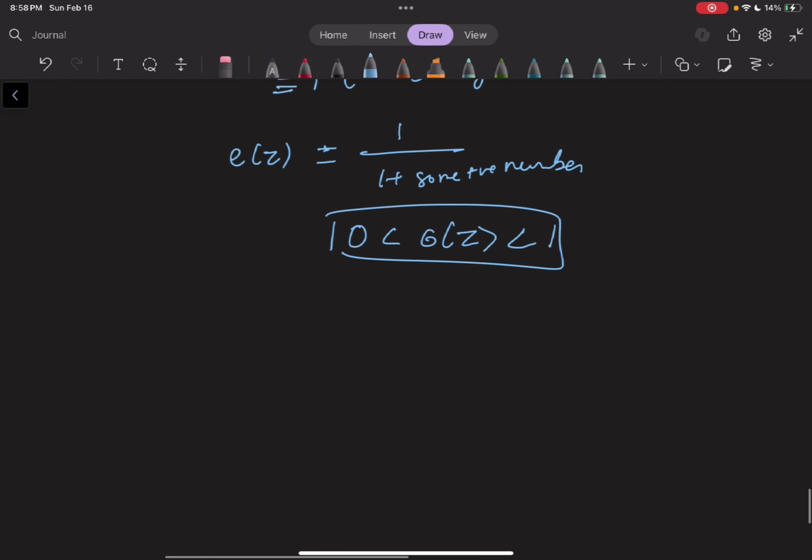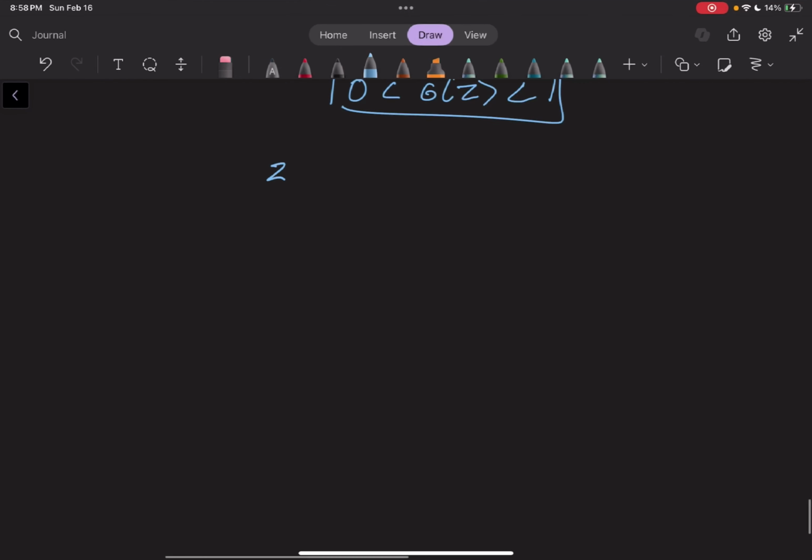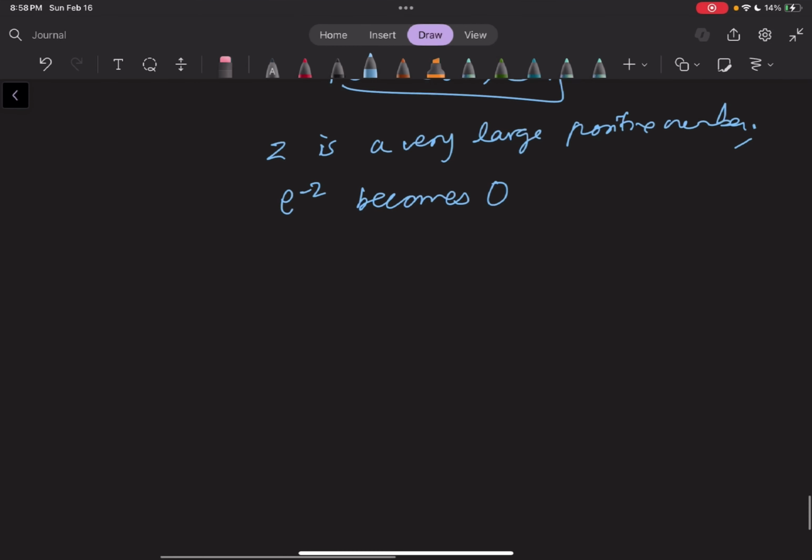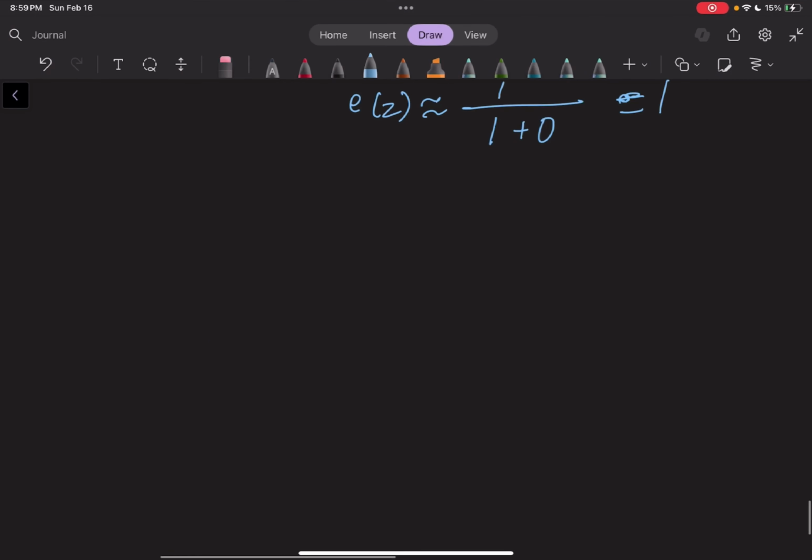And then let's look at the extremes as well, right? So when z is just a very large positive number, then in that case, our e to the power negative z becomes 0. So what happens when this is 0? Let's just fill it out. Okay, 1 plus 0. What is 1 divided by 1? It's just 1, right?